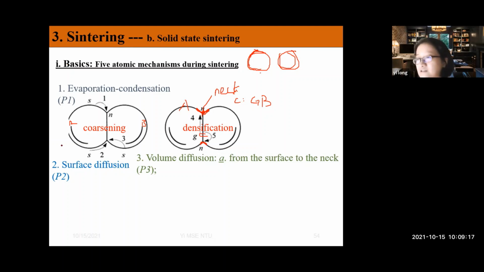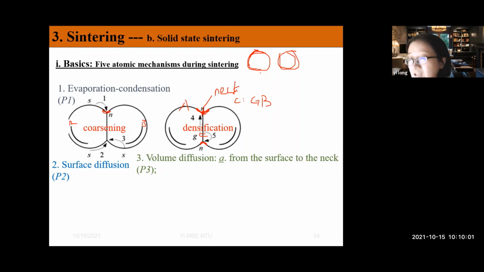Excellent. Now let's see, we have different ways for the atom movement. We keep saying, what is sintering? Sintering is, in the end, how the atom moves from where to where. So how can we decide where the atom moves? Atoms always move from the higher energy side to the lower energy side. For example, the first one, P1, is evaporation condensation, because sintering happens at a high temperature, right? At high temperature, some of the particles have already evaporated into the vapor phase. So now they come down to where? Where is the lowest energy site?